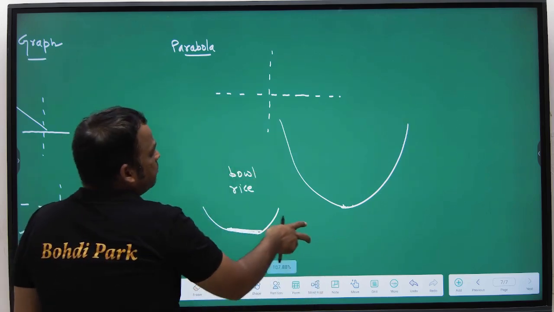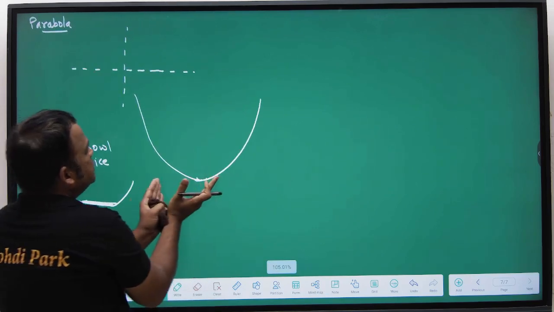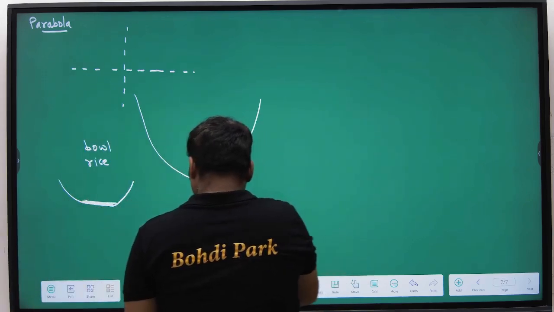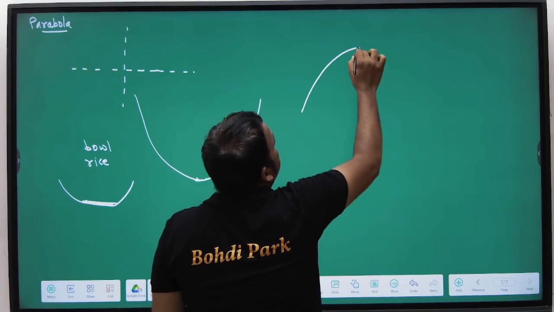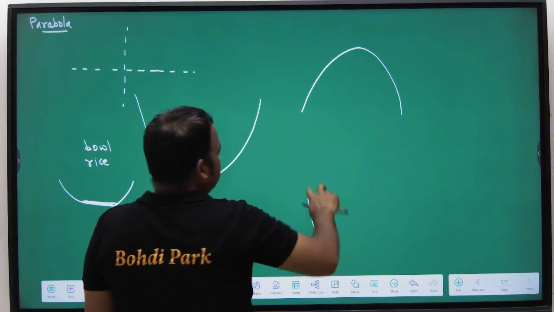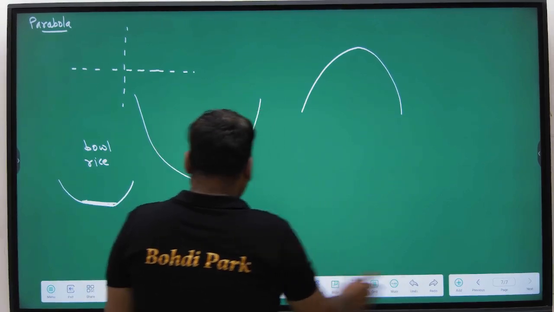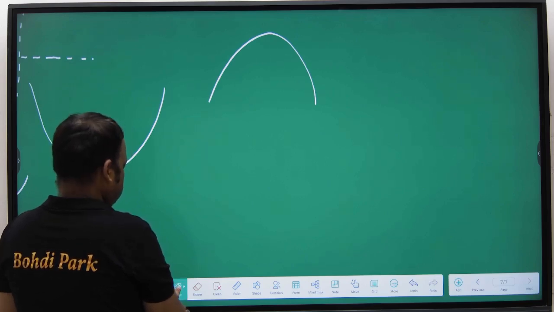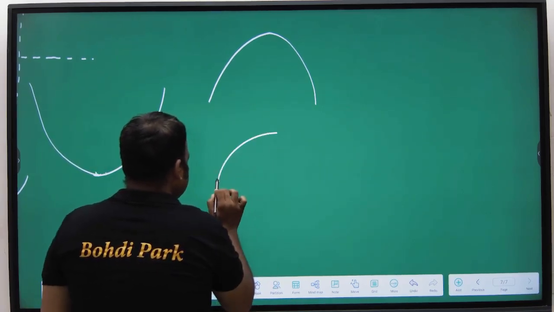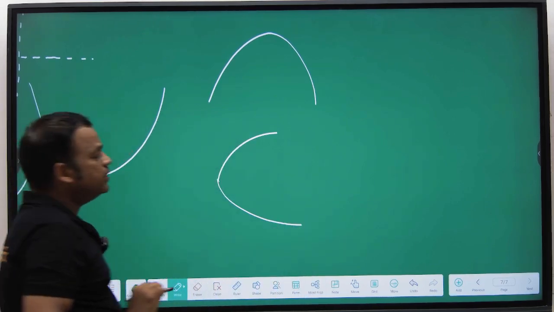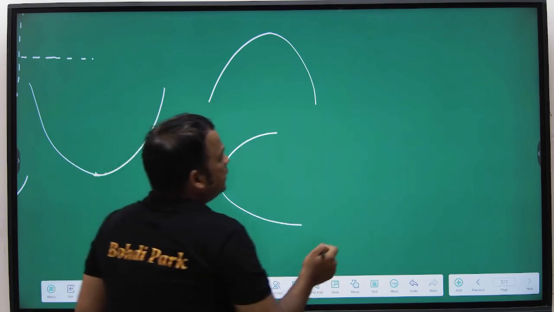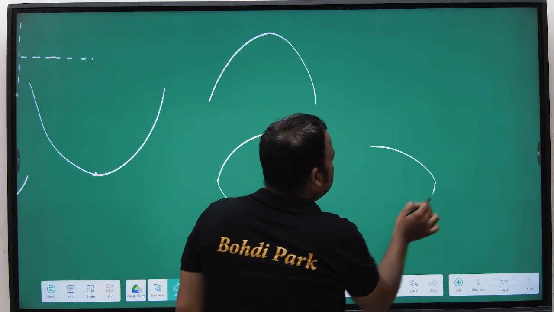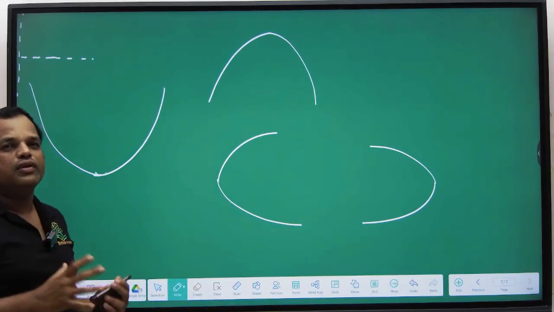So this is one type of parabola. The shape of the parabola can be opening downward like this. It can be opening right side. It can open left side like this. So these are the four types of parabola.